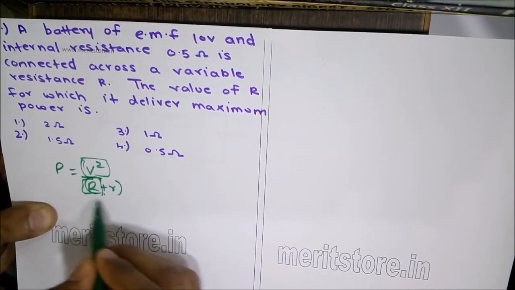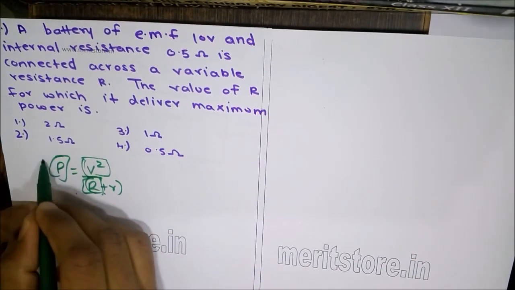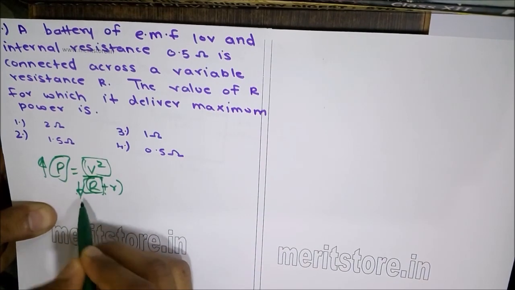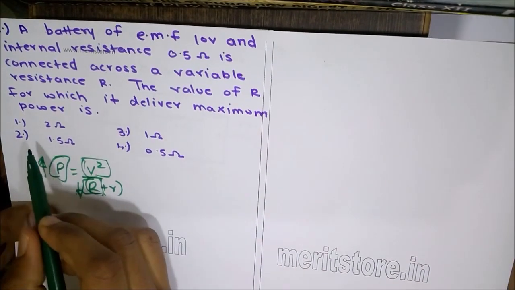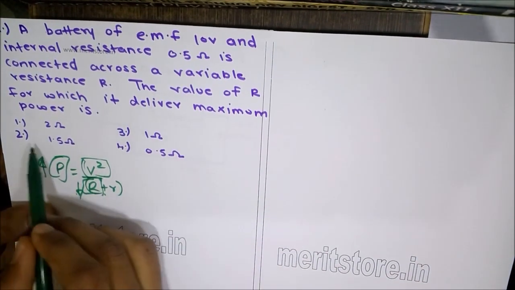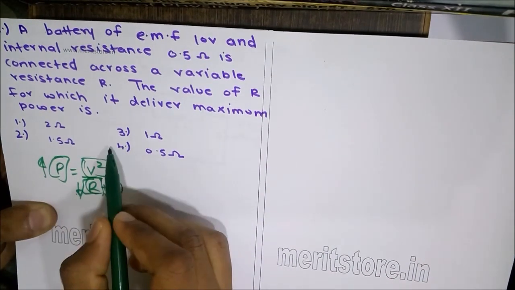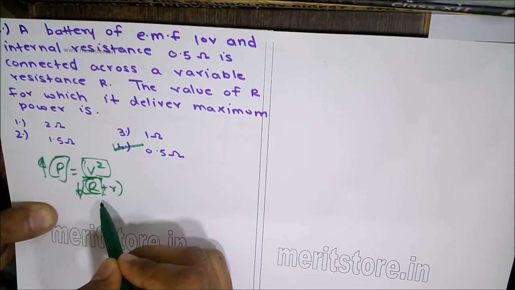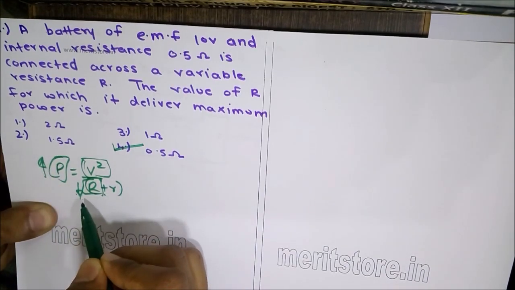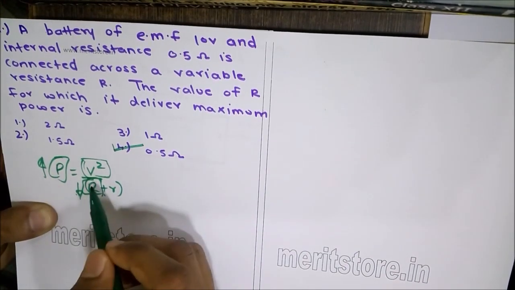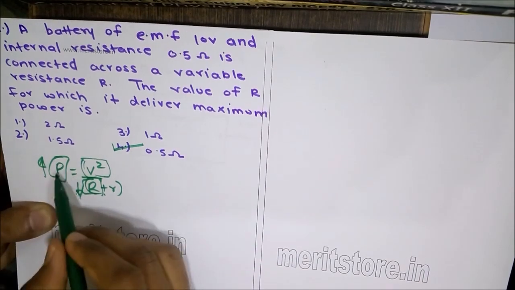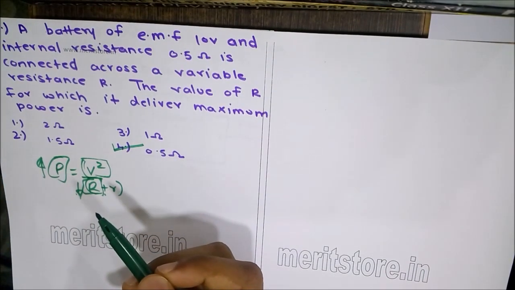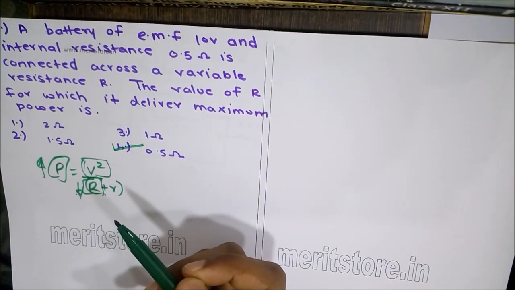When R is minimum, the power would be maximum. So in order to choose the correct answer, let us select the value of R which has the least value, which is 0.5 ohms. So when R would be 0.5 ohms, the current in the circuit would be greater, which directly translates to power, which would again be greater. Hence option B is the correct answer.